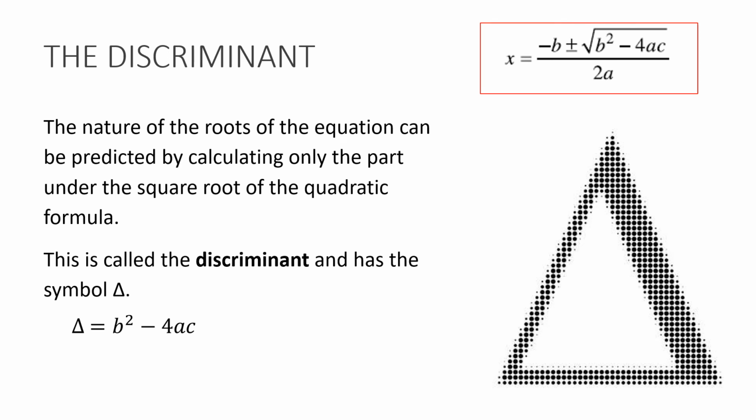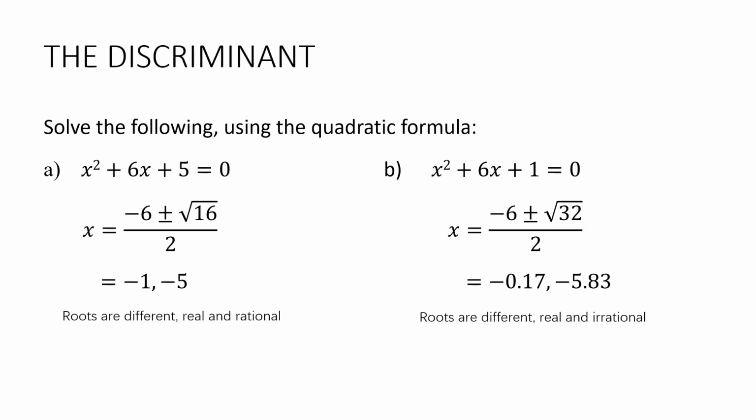We can predict the nature of the roots of the equation by working out the discriminant. And that's the part that's under the square root in the quadratic formula. So instead of doing the whole thing like we just did, we just have to work out b squared minus 4ac. So this is called the discriminant and has the symbol delta, which is a Greek letter. Let's go back to these questions and have a look at the discriminant.